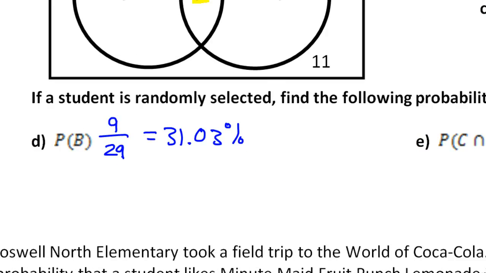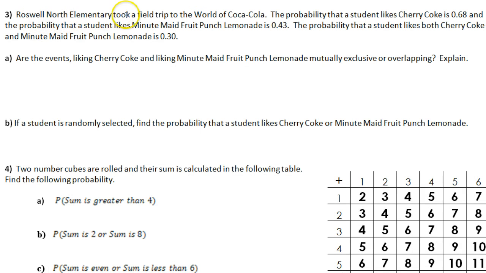Okay, that's it for that set of problems. Let's see. Roswell North Elementary took a field trip to the World of Coca-Cola. The probability that a student likes Cherry Coke is 0.68. And the probability that a student likes Minute Maid Fruit Punch Lemonade is 0.43. The probability that a student likes both Cherry Coke and Minute Maid Fruit Punch Lemonade is 0.30. Are the events liking Cherry Coke and liking Minute Maid Fruit Punch Lemonade mutually exclusive or overlapping?